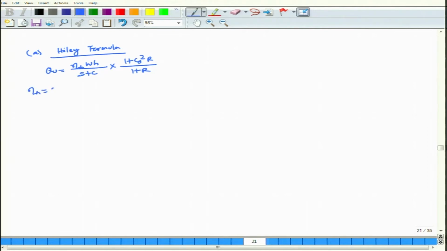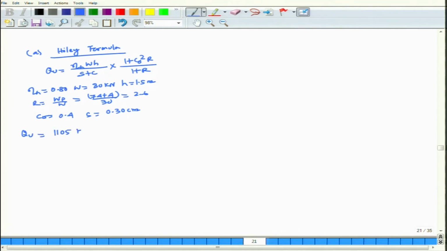So, eta h is equal to 0.8, W is equal to 30 kilonewton, h is equal to 1.5 meter, r is equal to Wp by W, which is equal to (74 plus 4) by 30, which is equal to 2.6. CR is given 0.4, S is equal to 0.30 centimeter. Then using this formula, Qu comes out to be 1105 kilonewton.